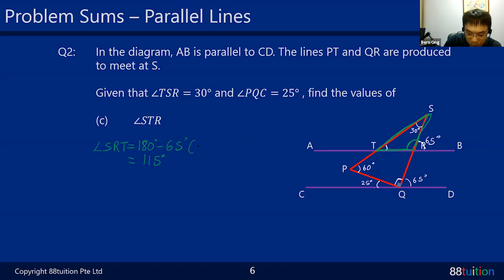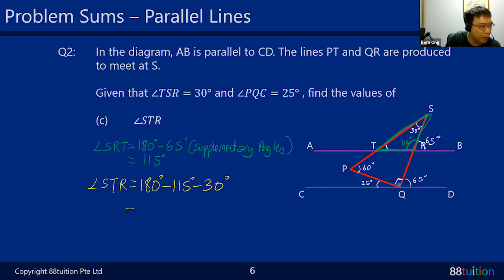So down here, you must write supplementary angles. Supplementary angles add up to 180 degrees. So 115 is inside. Now, can I find my STR? Yes, I can. Angle STR is equal to 180 degrees minus the 115 minus the 30 degrees, and that will give me, drum roll, 35 degrees. This is called angle sum of triangle. So that's the way to do it. Answer is 35.